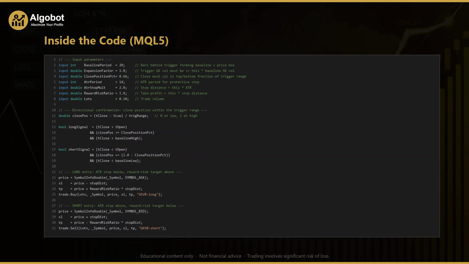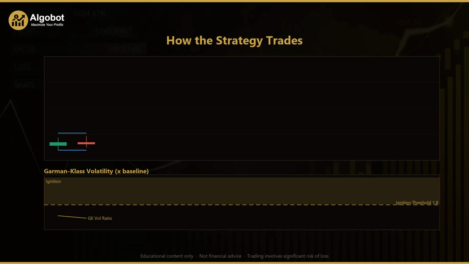The stop distance itself comes from the ATR multiplied by the stop multiple. That's the complete signal engine in just a few lines. Let's bring the strategy to life on this illustrative chart. Up top you can see the candles, along with two guidelines that represent the strategy's price box, the baseline high above and the baseline low below.